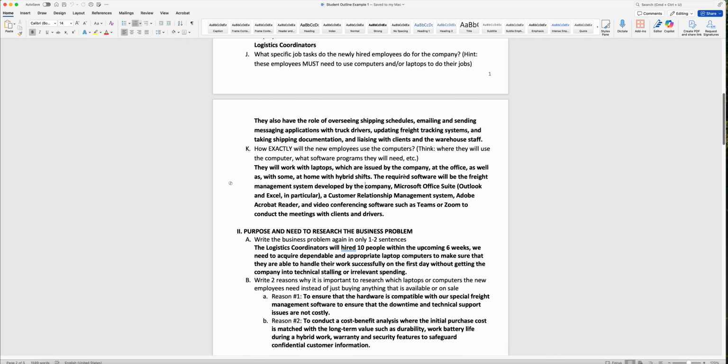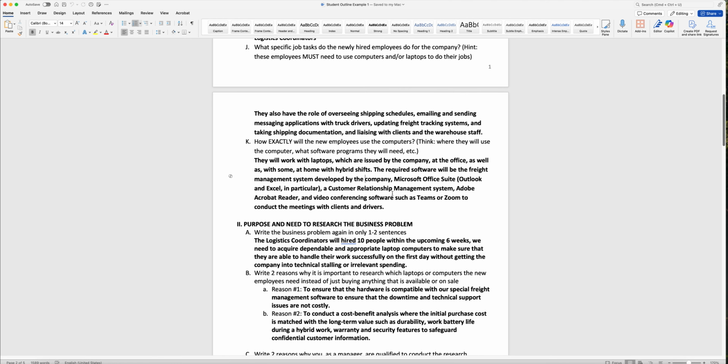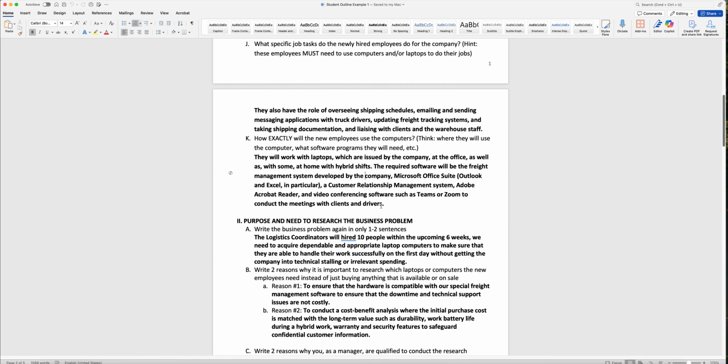So all of the explanations you can imagine as your proof, your receipts of why this is important to research. So the student writes, they will work with laptops which are issued by the company at the office, as well as with some at home with hybrid shifts. Okay, so now we understand. The required software will be freight management system developed by the company. Very good. Microsoft Office Suite, a CRM, Adobe Acrobat Reader, and so forth.